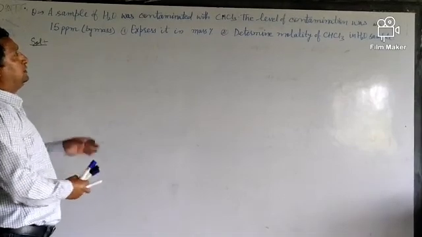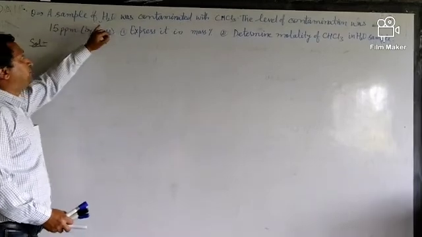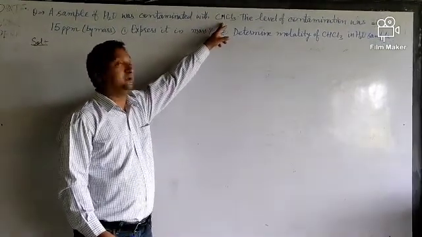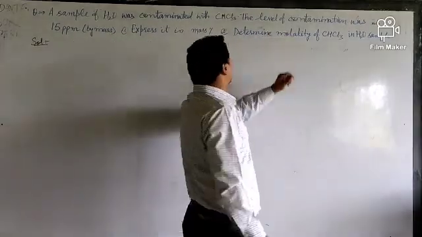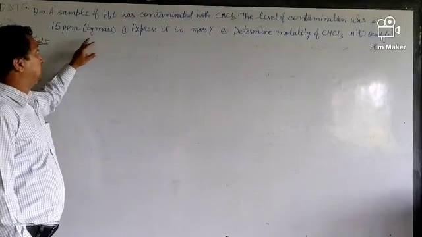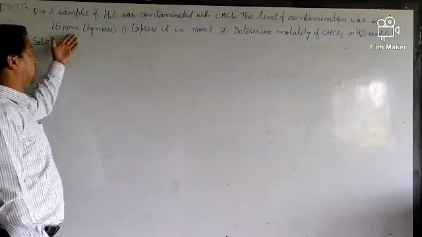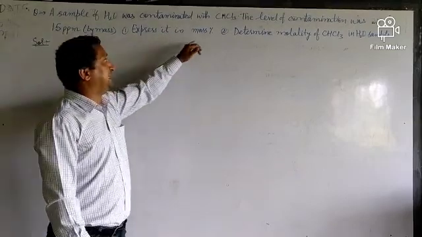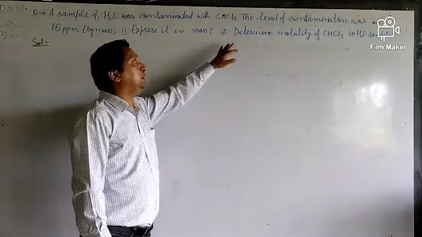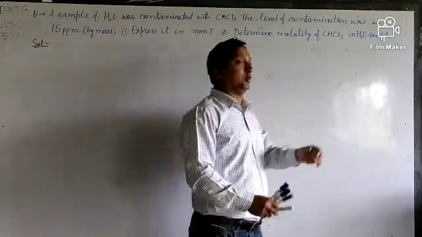Students, this is a question of your NCERT exercise. A sample of water was contaminated with chloroform. The level of the contamination was 15 ppm by mass. Now we have studied about parts per million. This is a question related to that. Number 1: express it in mass percentage. Number 2: determine the molality of the CaCl3 in water.